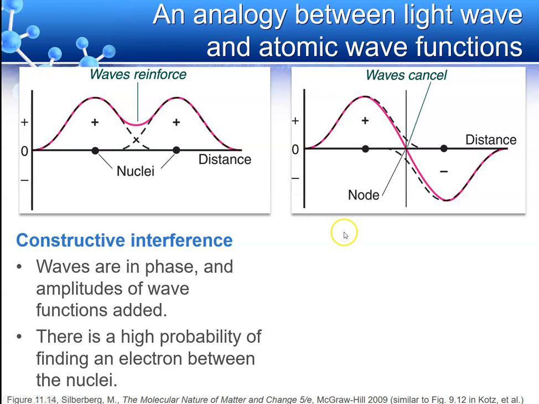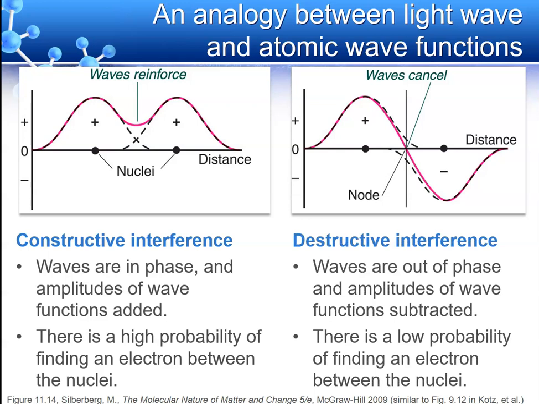We can also have the possibility that the waves cancel, and what happens here is right in between these nuclei, our probability of finding an electron is 0. So we have a node. So the waves are out of phase, and the amplitudes of the wave functions are subtracted. So we have a low probability of finding an electron between these nuclei. We have a probability of finding an electron here and here, but not in between them. So that would be an anti-bonding molecular orbital.